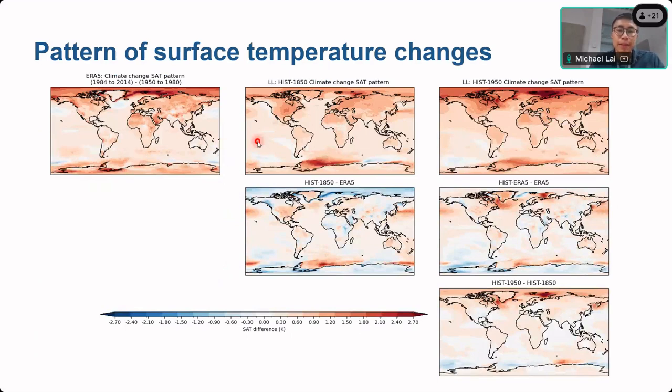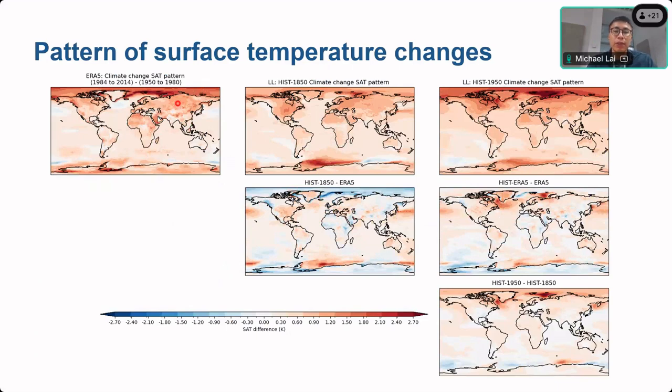And in the middle row is the difference of these temperature change patterns in the models compared to the observations. So the red area means that the simulations are warming faster than the observations. This is especially stark in the 1950 run.